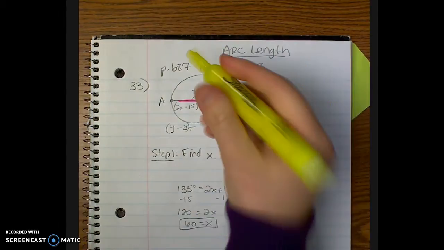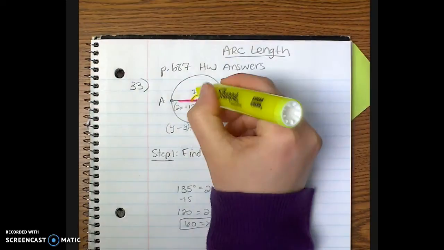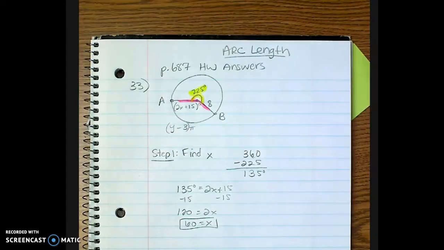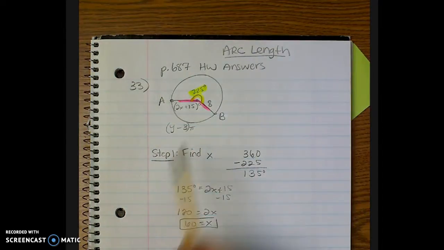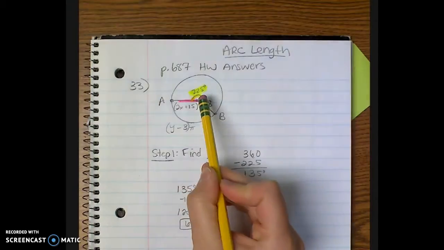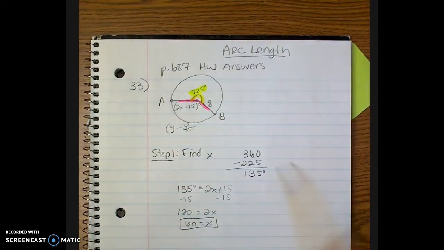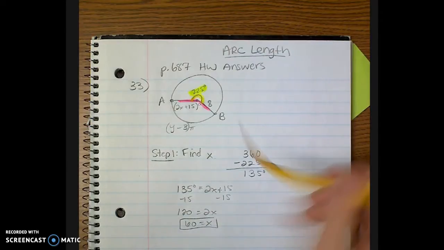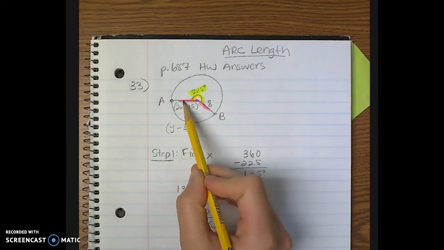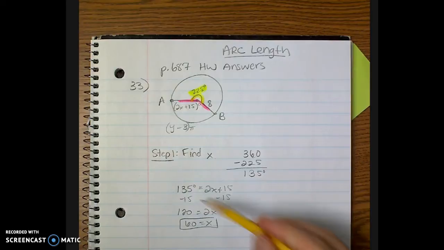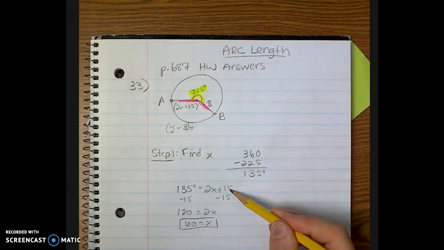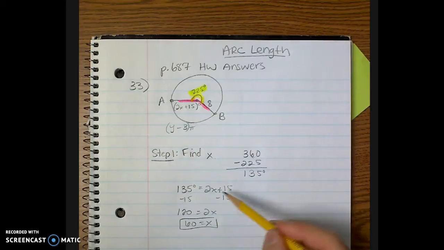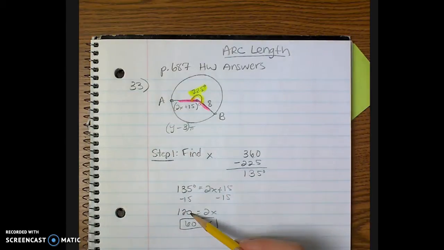So the first thing I notice is they do give us the other central angle, this 225. And I know that the total degrees inside of a circle for all the central angles together would be 360. So I'm going to take that total, subtract that yellow angle, the 225, which means that this pink central angle has to equal 135 degrees. And so I can take that and set the expression with x equal to 135 and just solve for x from there. So subtract my 15, that gives me 120 equals 2x. Divide my 2 on both sides, that gives me 60 for x.